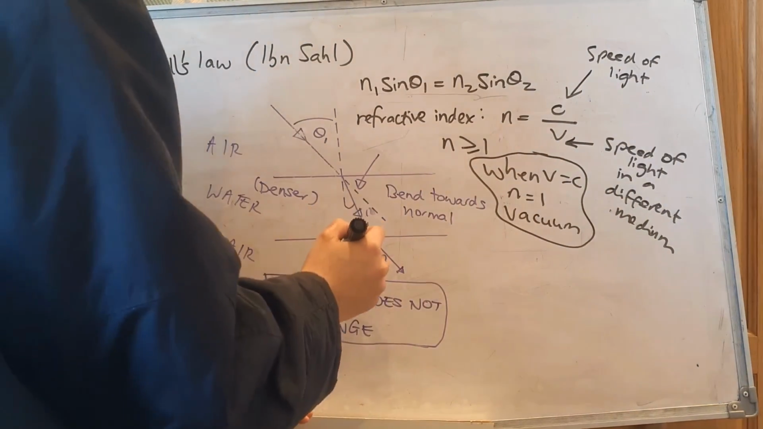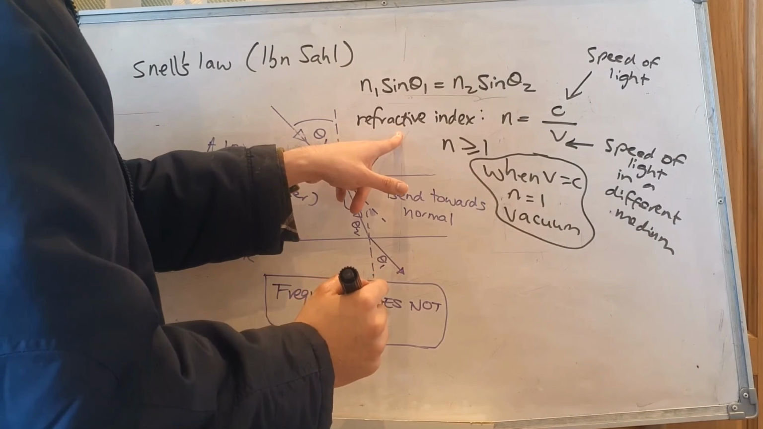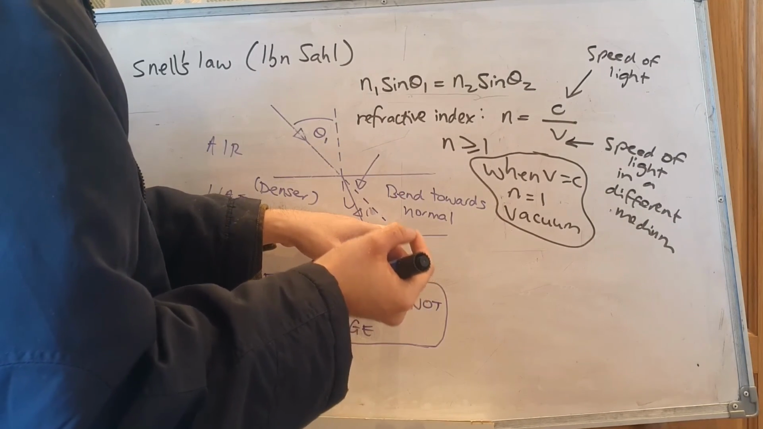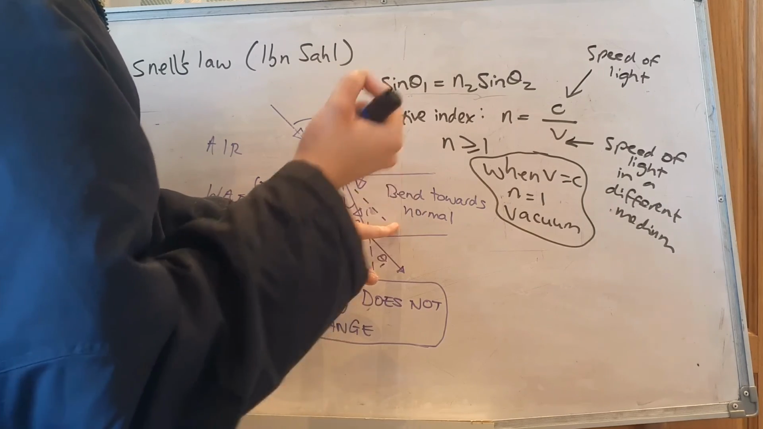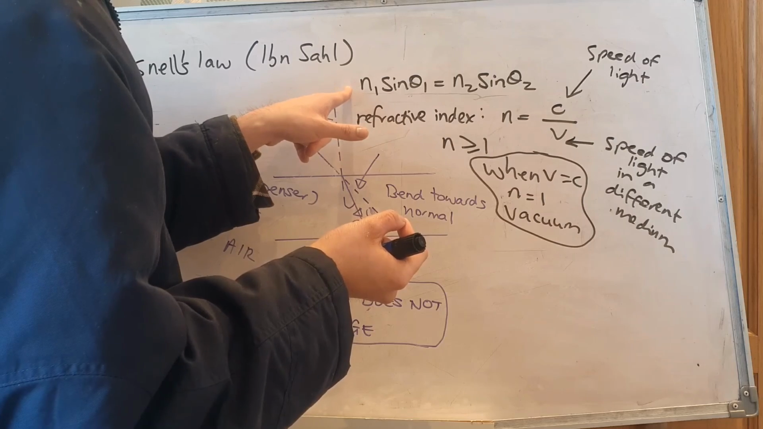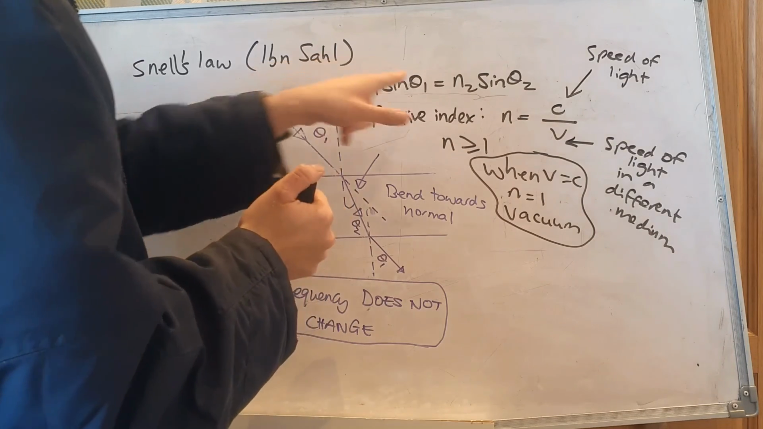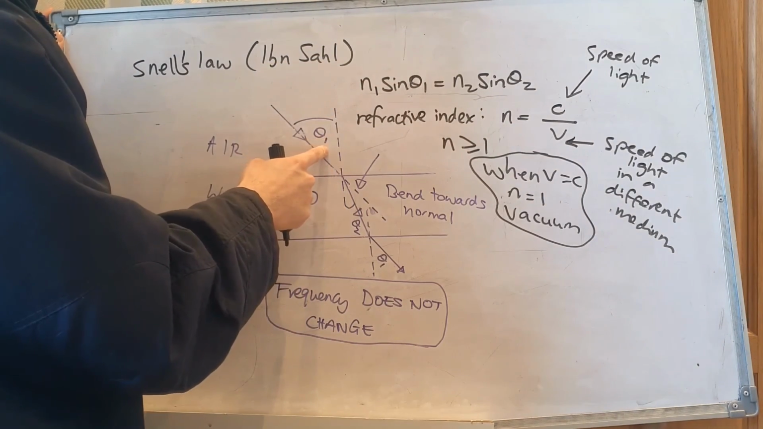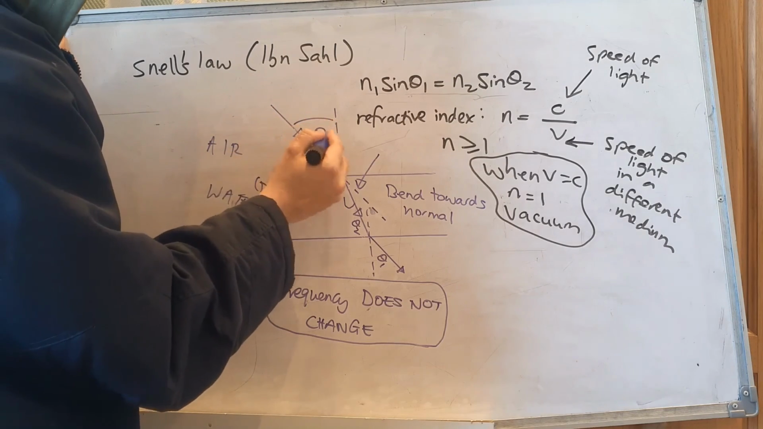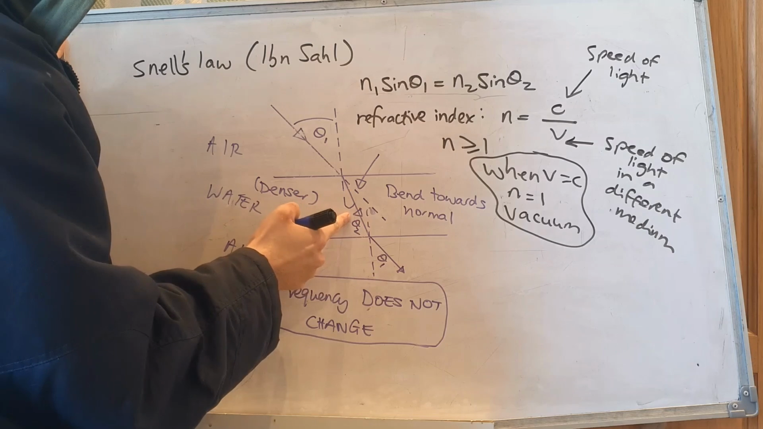Alright, so the refractive index tells you the property of the material. That tells you the speed of light in that material. So that is the refractive index. n1 is the refractive index. Theta 1 is the angle between the normal and the ray. So here would be theta 1 and here would be theta 2.